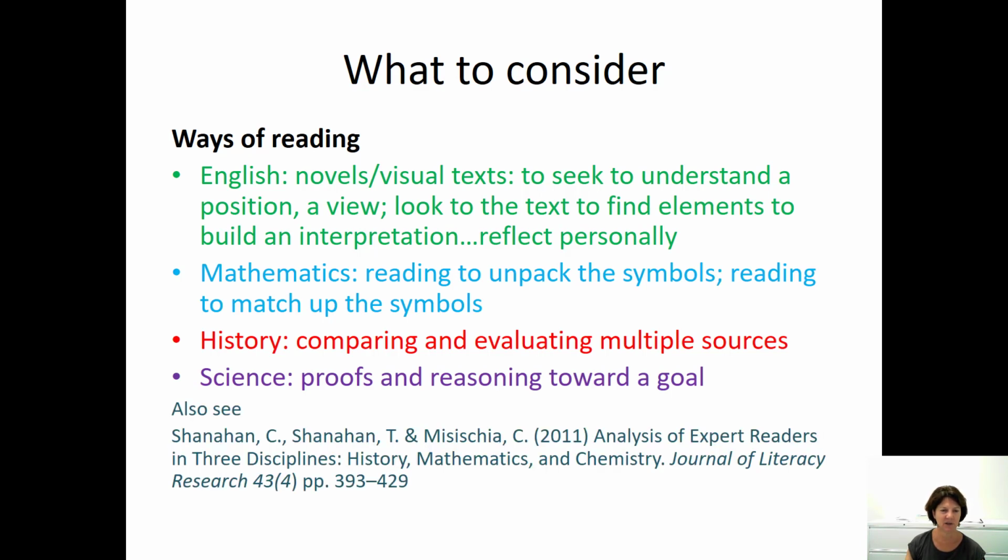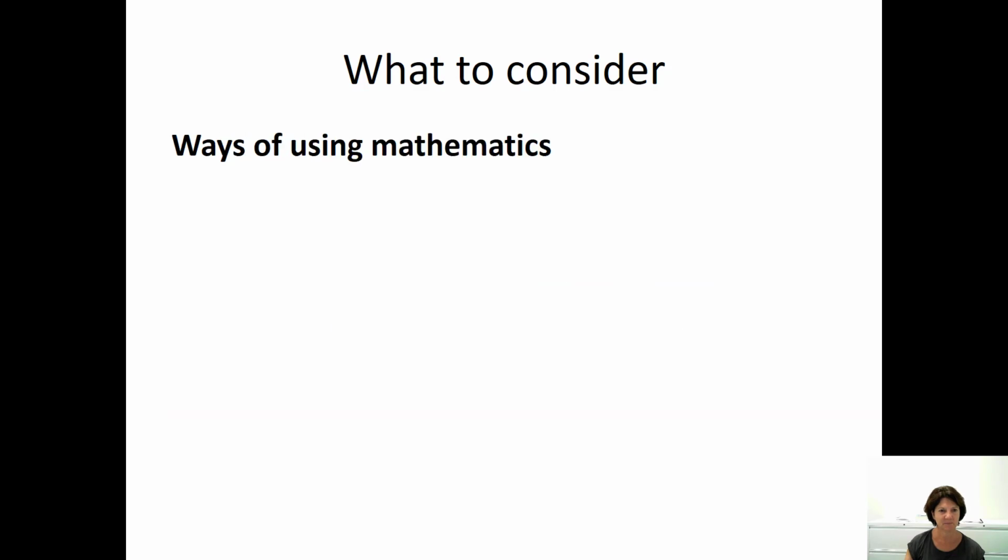And the reading by Shanahan et al. looks at how readers in history, mathematics and chemistry, for example, read in different ways, the way they attend to the text, which parts of the text they read. So that would give you another illustration of how this happens.